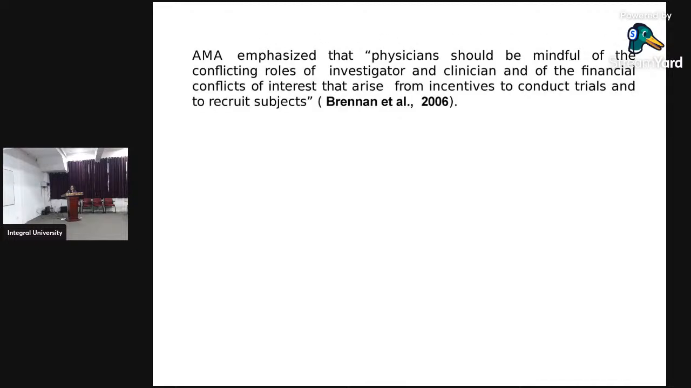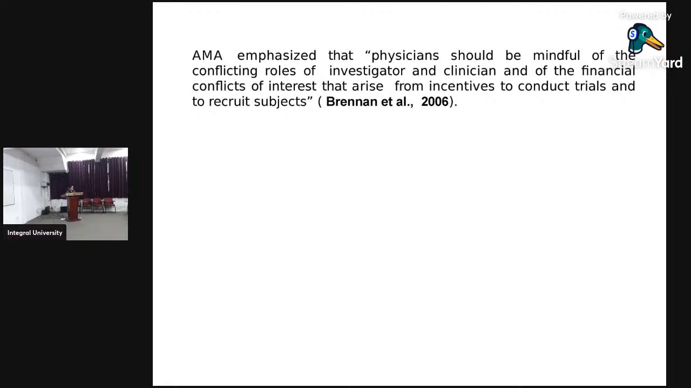So AMA, American Medical Association, emphasized that physicians should be mindful of the conflicting roles of investigators and clinicians, and of the financial conflicts of interest that arise from incentives to conduct trials and to recruit subjects. Now, who are these subjects? These are our human volunteers. They might not have volunteered to be a part of the study, but you gave them monetary incentives to recruit them to the study. So that is again an unethical practice.